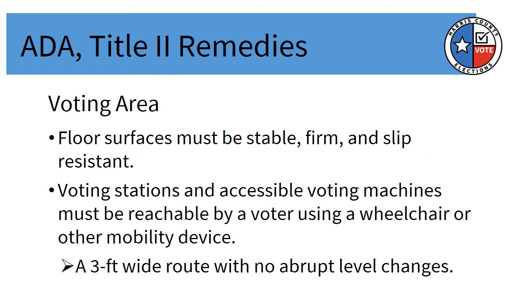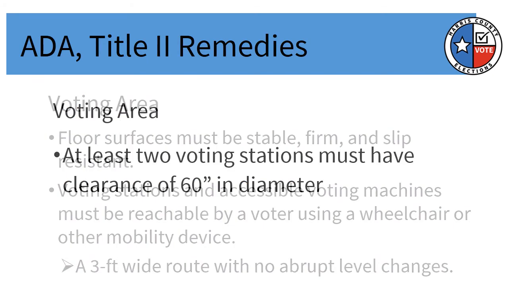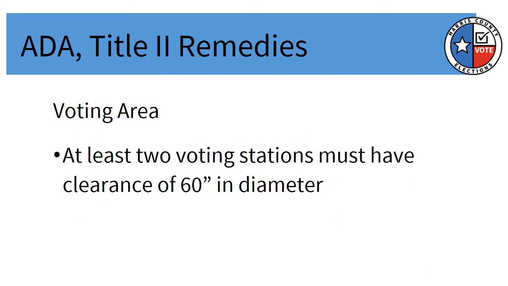In the voting area, floor surfaces must be stable, firm, and slip-resistant. Voting stations and accessible voting machines must be reachable by a voter using a wheelchair or other mobility device. This means a 3-foot wide route with no abrupt level changes such as electrical cords. At least 2 voting stations must provide adequate clear floor space, such as a circle that is at least 60 inches in diameter.